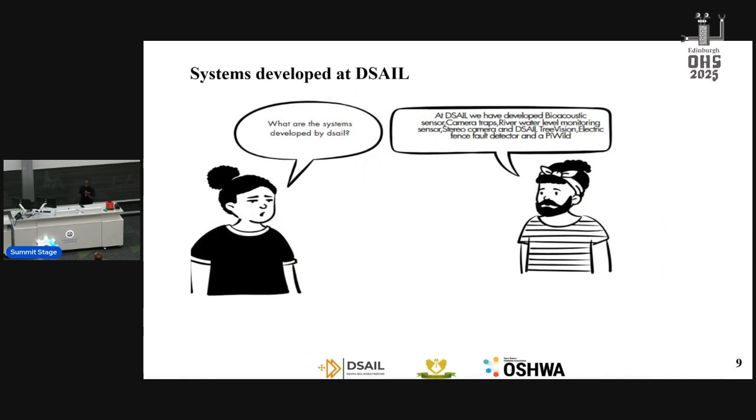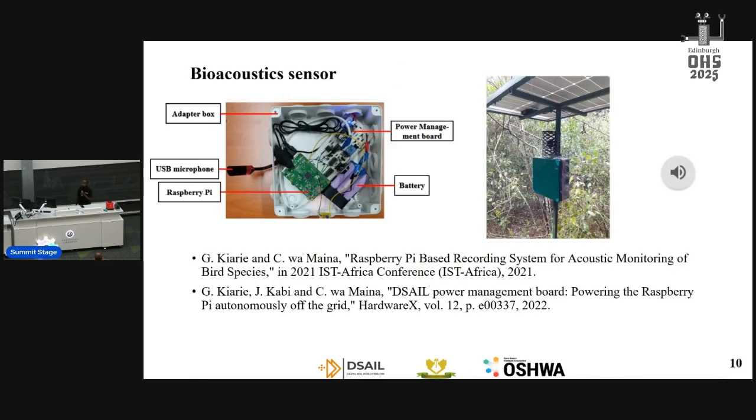So there are various approaches of monitoring our ecosystems. One way is using acoustics, that is sound. We can use camera traps, and also other systems. At DSAIL, we have developed a bioacoustic sensor, a camera trap, a river water level monitoring sensor, a stereo camera and DSAIL tree vision, an electric fence fault detector, and PyWeld.